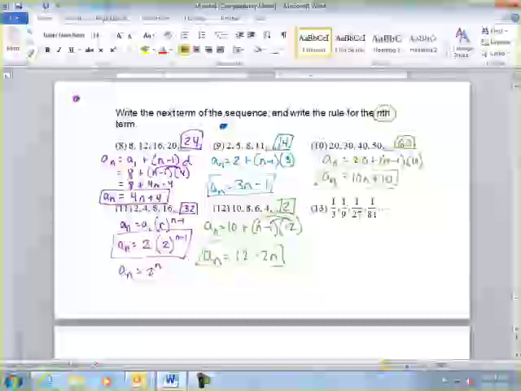Thirteen is another geometric. Multiplying by 1/3 gives us a next term of 1 over 243. And our rule is the same one we did in number 11. First term times ratio to the n minus 1. That's the simplest it could be. It could also be just 1/3 to the n, but you don't need to do that.